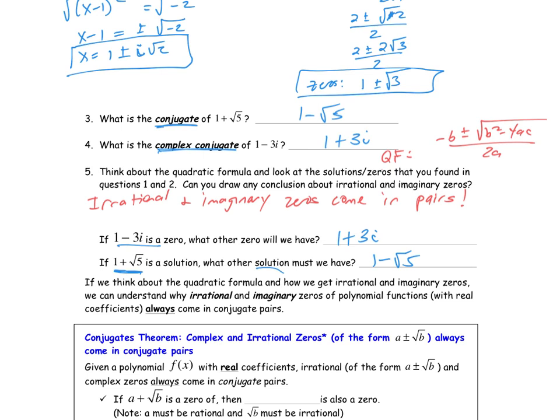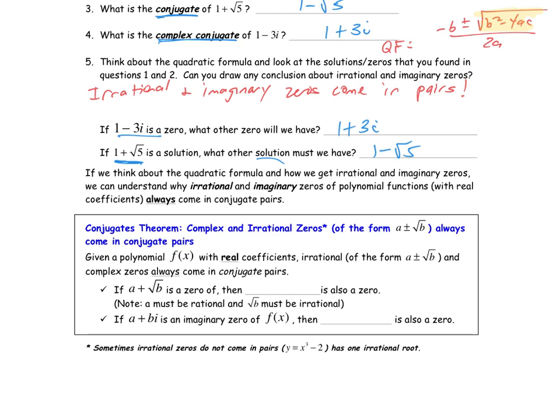And if we think about the quadratic formula and how we get irrational and imaginary zeros, we can understand why irrational and imaginary zeros of polynomial functions with real coefficients always come in conjugate pairs. Because if we look at the quadratic formula, we'll see that we'll have plus or minus the square root of b squared minus 4ac. And if b squared minus 4ac is not a perfect square, we will be left with an irrational number, or an imaginary number if that value turns out to be negative.